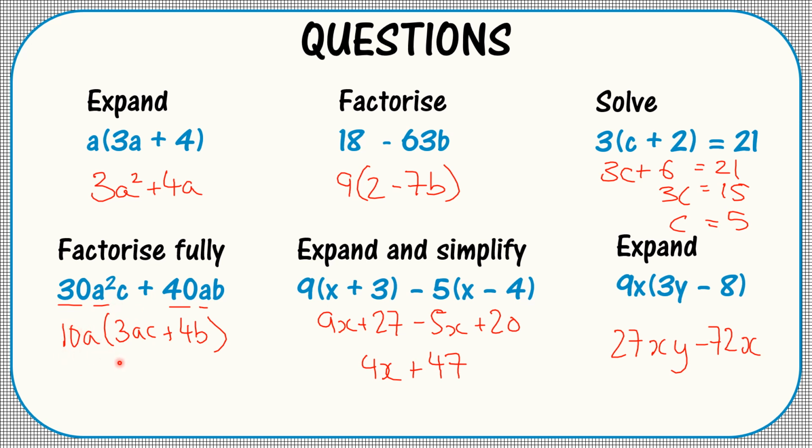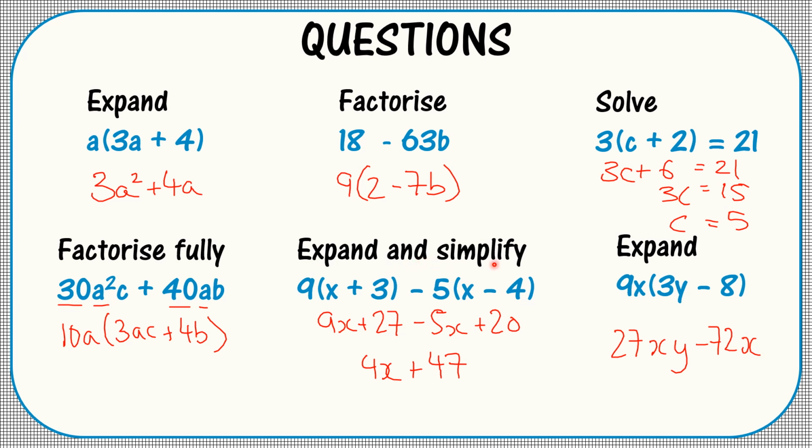You'll put the brackets in and complete the factorization. From 10 to 30 you multiply it by 3. And to get from a to a squared you multiply it by a. And then you include this c. Now we look at the second term, which is 40ab. How do you get from 10 to 40? You multiply it by 4. How do you get from a to ab? You multiply it by b. So the final answer is 10a bracket 3ac plus 4b.